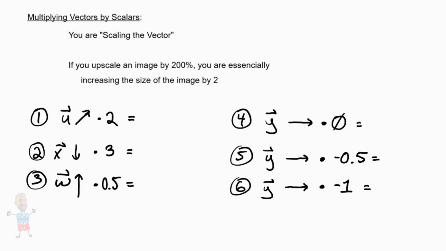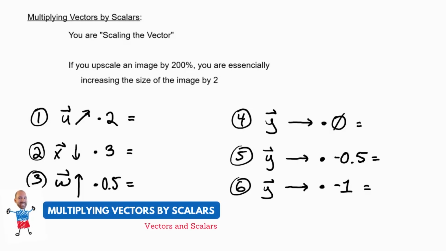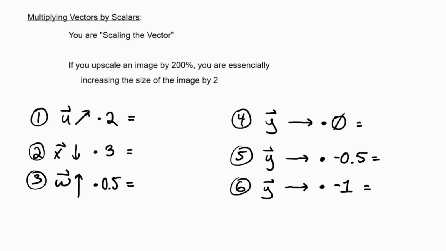So we just learned how to add vectors, and logically you would think, hey, we just learned how to add vectors, maybe we'll actually get into learning how to subtract vectors. And we will, but first what we want to do is learn how to multiply vectors by scalars. So when you're doing this, you are essentially scaling the vector. And what does scaling actually mean?